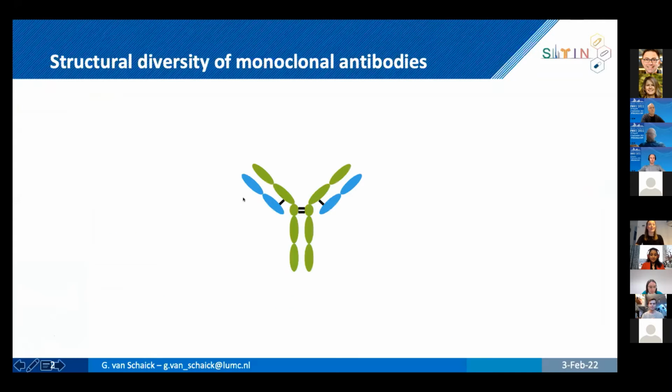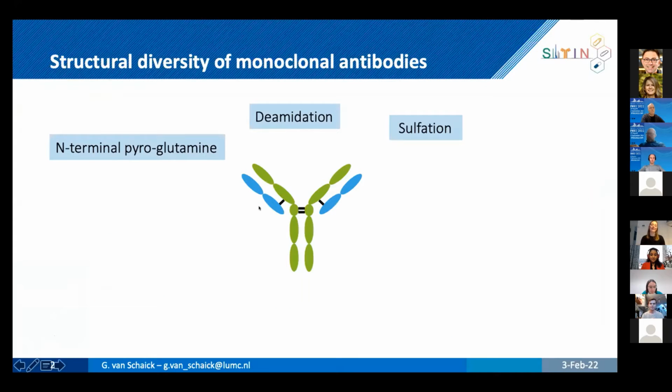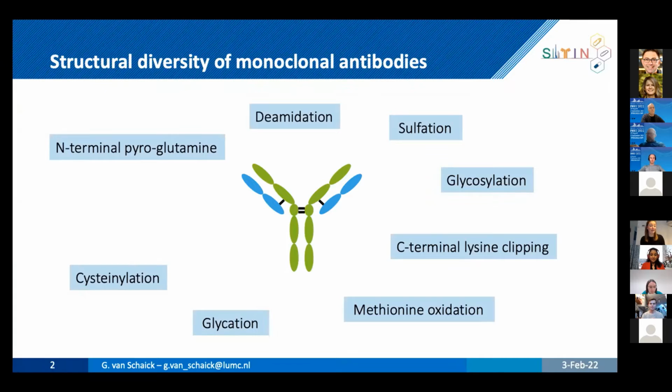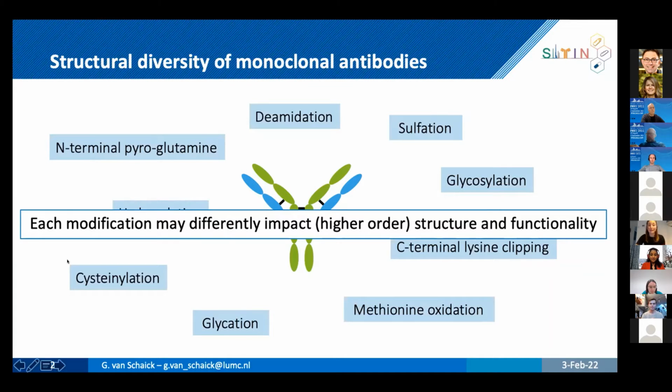So monoclonal antibodies are proteins that can have a variety of different modifications, and it's important that every single modification can impact the higher order structure differently. And in this way, it can also result in an altered functionality. If we talk about therapeutic monoclonal antibodies, this can mean that the product has a different efficacy or stability, making it very important to be able to monitor these modifications and also their impact on conformation.